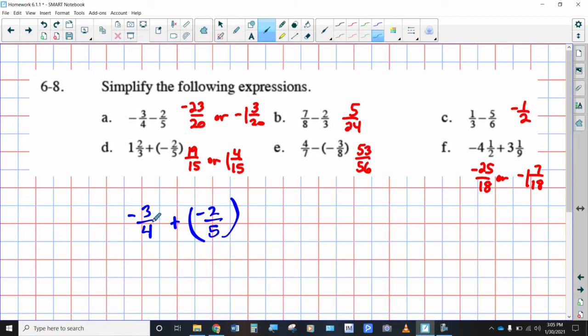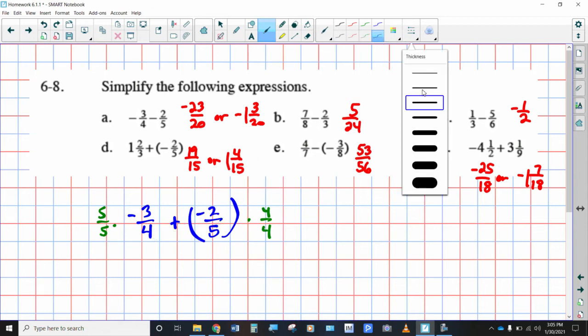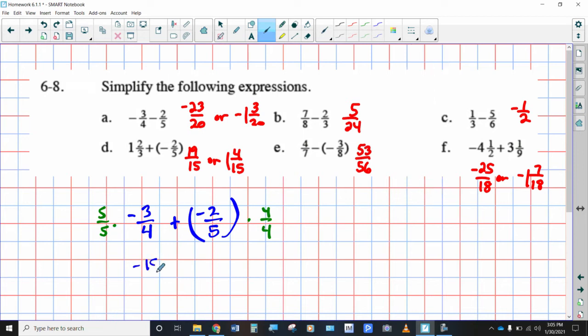Now we need to get a common denominator, and our common denominator is going to be 20. So you multiply this times a giant 1 of 5 over 5, this times a giant 1 of 4 over 4. When you multiply 1 times anything, you do not change its value. We are going to manipulate the numbers in the numerator and denominator so we can get two fractions with the same denominator. So this becomes negative 15 over 20. This becomes negative 8 over 20.